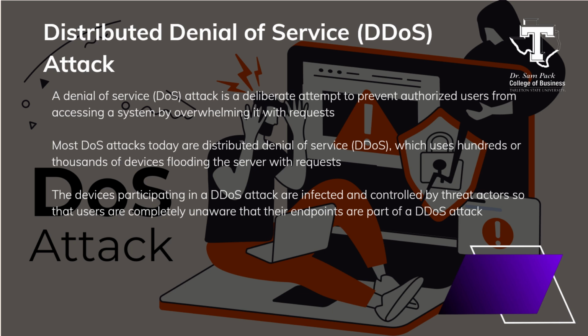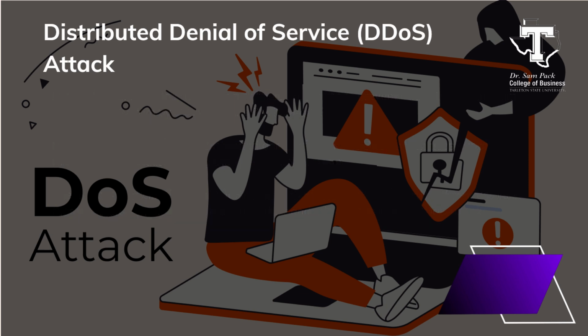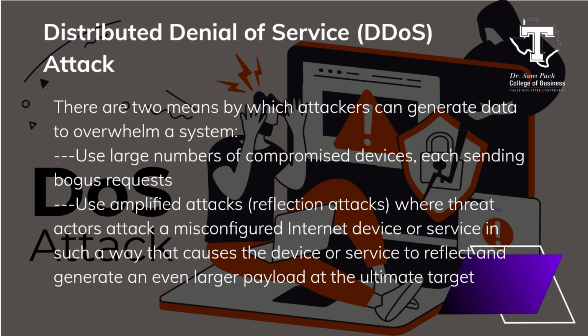Unlike traditional DoS attacks, which use a single source, DDoS attacks harness hundreds or even thousands of compromised devices to hit the server with an overload of traffic. These devices, unknowingly controlled by attackers, make it hard for the affected users to realize their endpoints are part of the attack. Attackers have two main strategies to generate massive amounts of data for DDoS attacks.